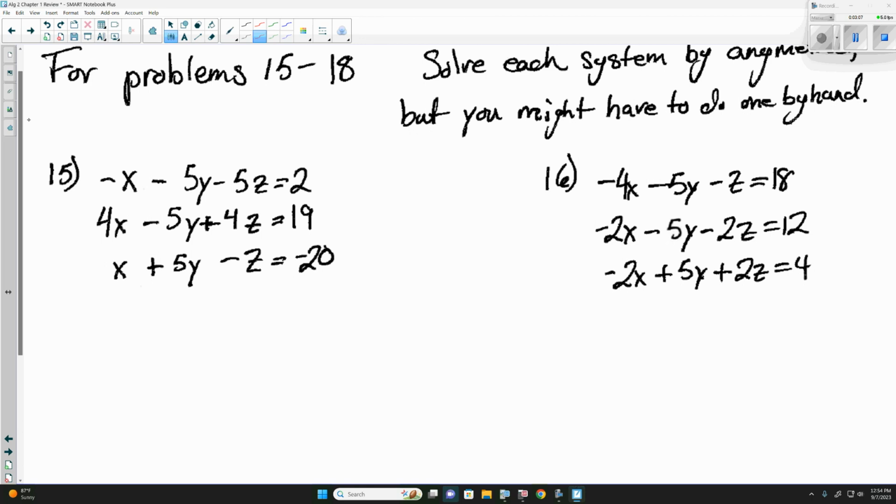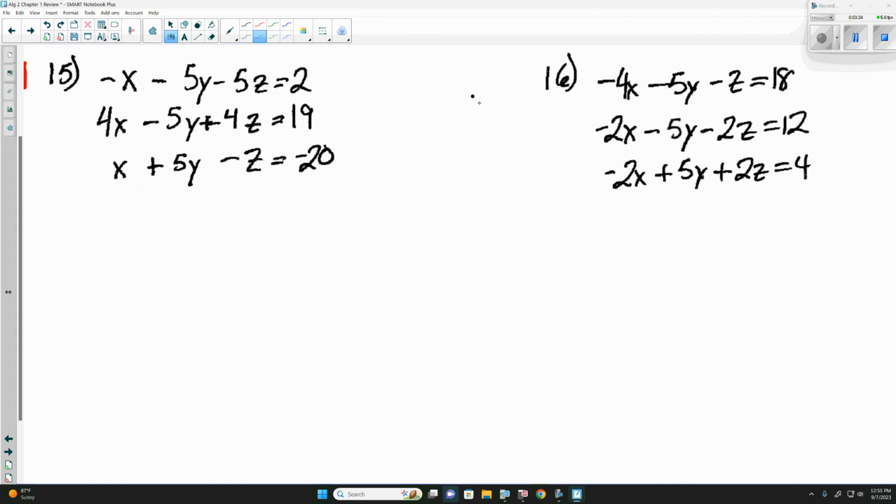Questions on 15 or 16? Questions on problems 15 and 16? Okay. Either one. Which one do you want to look at? 15. Now we can do this by hand or in the calculator. Either works. But you don't have to do it by hand on the test. You can do it in the calculator.